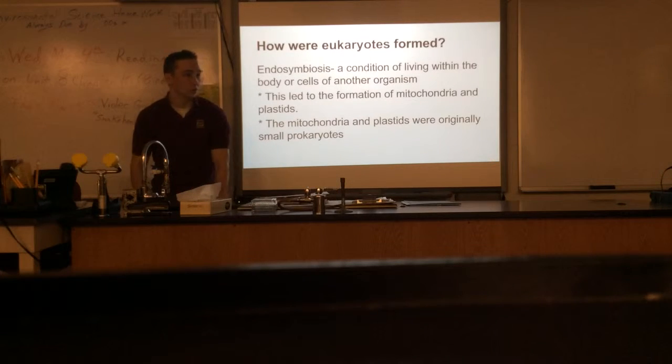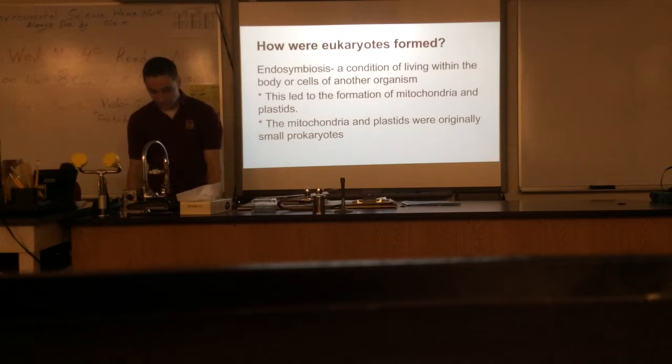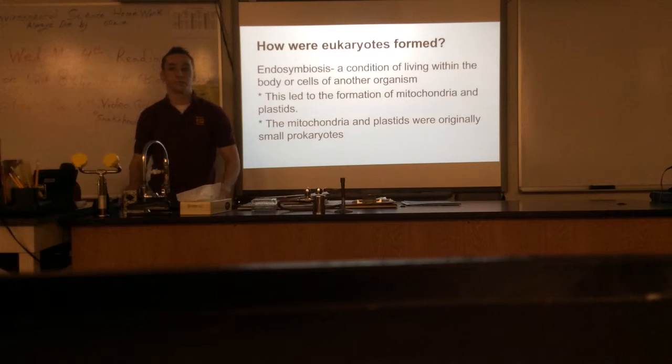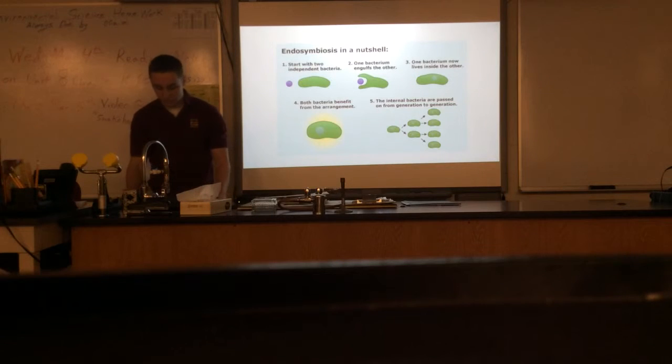So this leads us to the question of how eukaryotes were formed, because it's known that prokaryotes came before eukaryotes. They were formed from a process called endosymbiosis, which is a condition of living within the body or cells of another organism. This led to the formation of mitochondria and plastids, which helped define a eukaryote. But the mitochondria and plastids were originally small prokaryotes. And this is basically what it is.